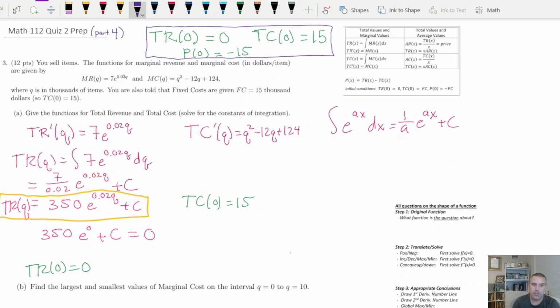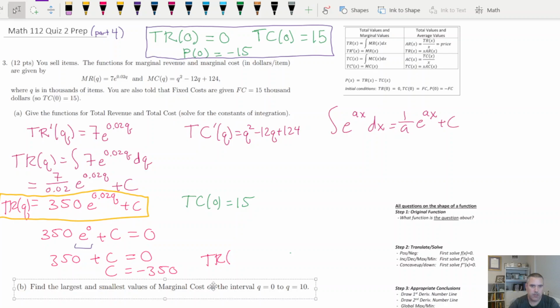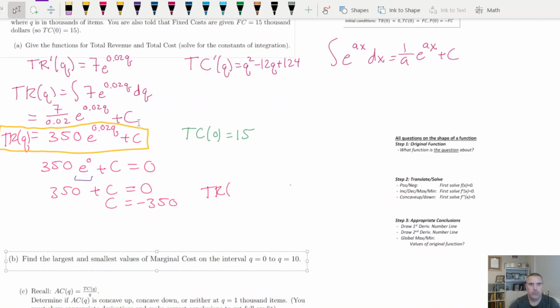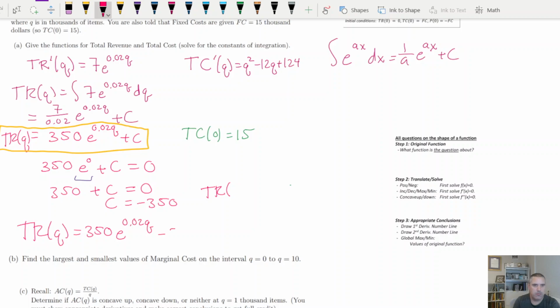And this is what I was talking about. You need to know that e to the 0 is 1. That is a prerequisite for this course, but it's something you can quickly remedy if you don't remember that. So this is 350 plus c equals 0. So c has to be negative 350. And that gives us our function. So our total revenue function, let me just give ours a little more space here. Scroll up a little bit. So our total revenue function is 350 e to the 0.02 q minus 350.